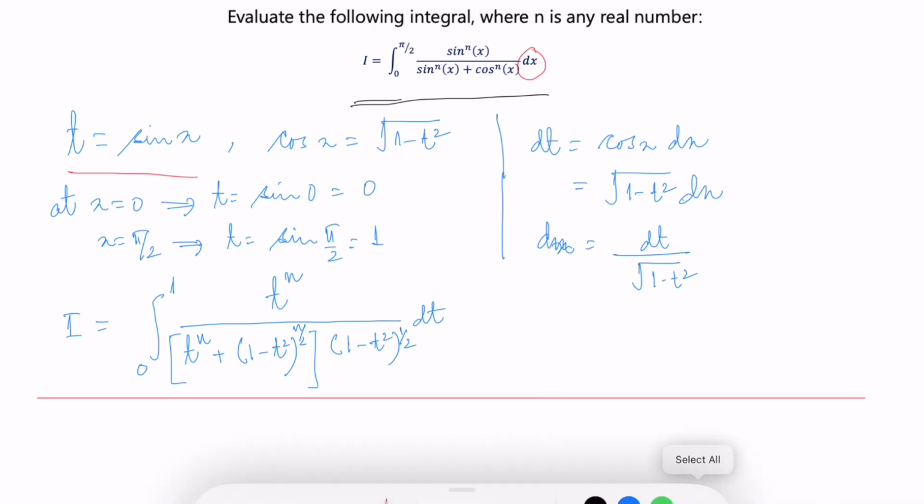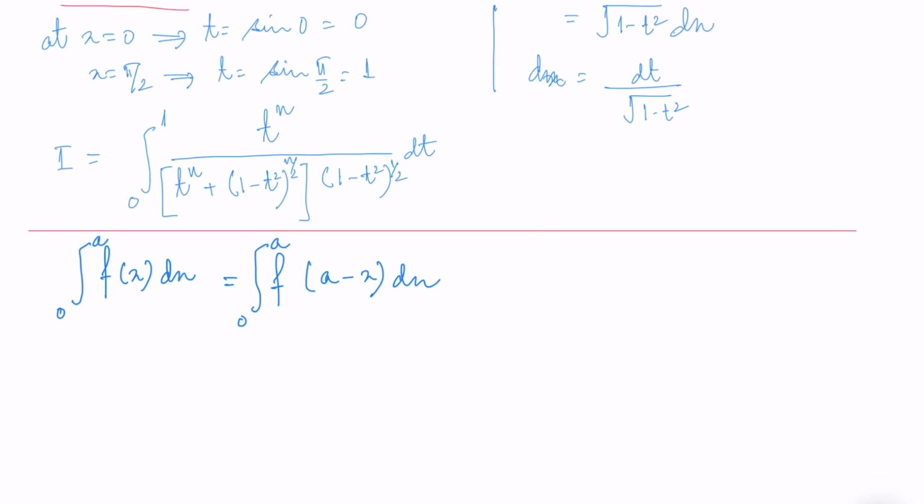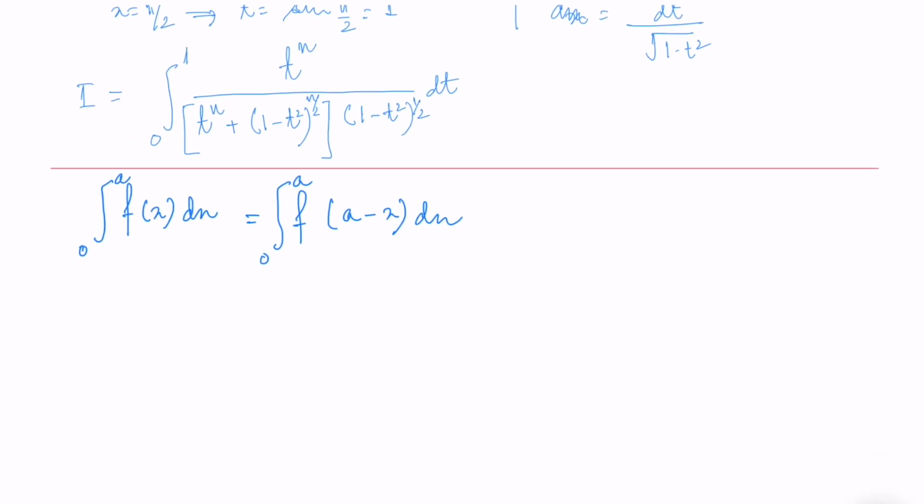Okay, so now I'm going to use a property which says the integral of f of x dx from 0 to a is equal to the integral of f of a minus x dx from 0 to a. Now, why is that? It's essentially kind of taking a mirror image of the original function. So let me show you that graphically so that I can prove this formula that I have written here, right?